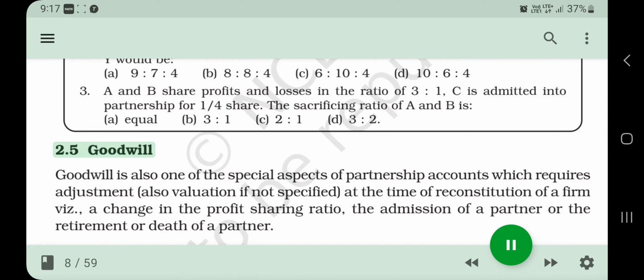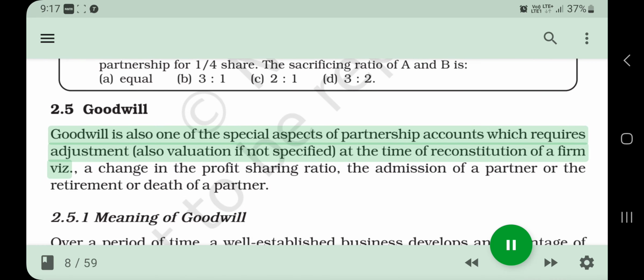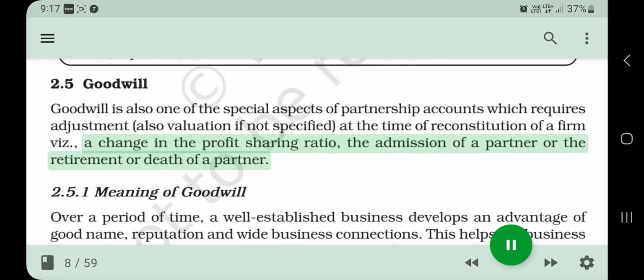Goodwill. Goodwill is also one of the special aspects of partnership accounts which requires adjustment, and also valuation if not specified, at the time of reconstitution of a firm with a change in the profit-sharing ratio, the admission of a partner, or the retirement or death of a partner.